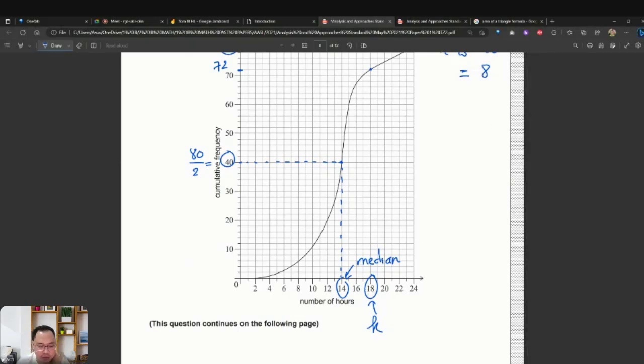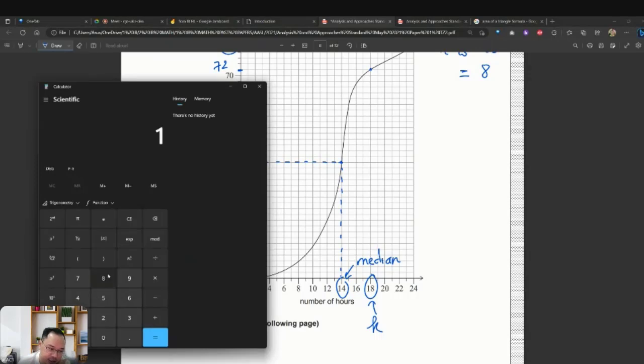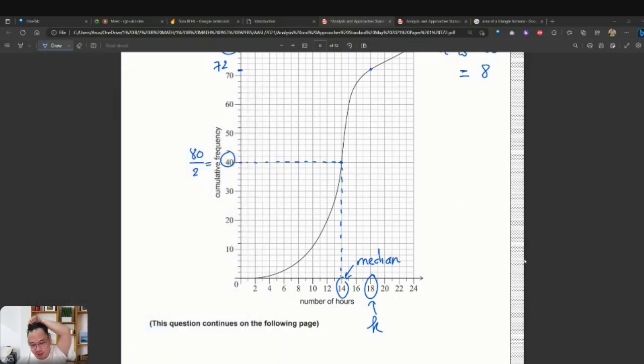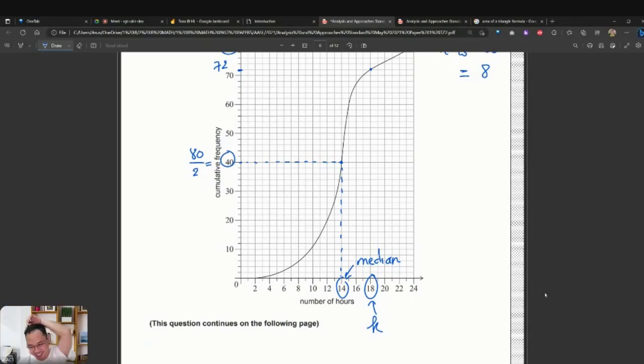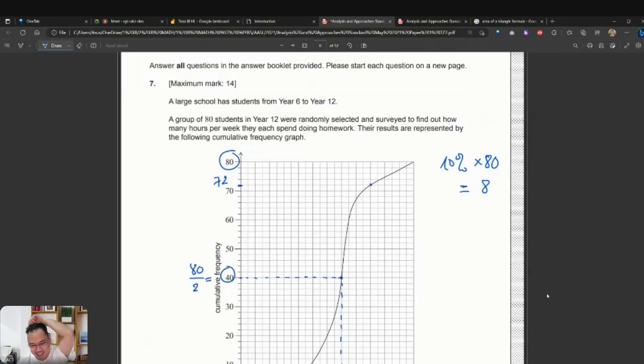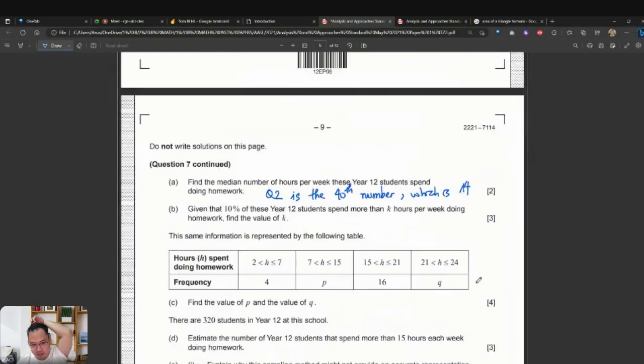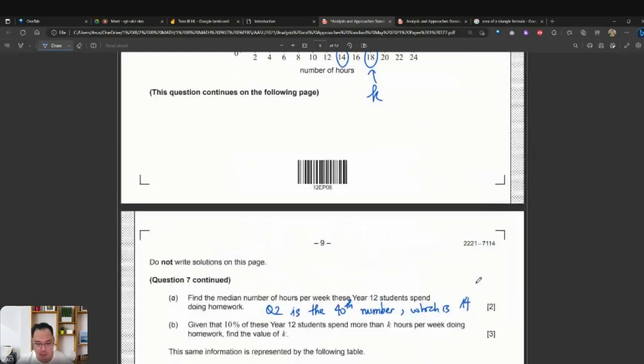18 hours, meaning how many hours a day? 18 divided by 7, including Sunday. About 2.6 hours, spending about 3 hours a day doing the homework. What's your average time doing the homework? It depends, like 1 hour or something. Okay. 10%. So that's the method, 3 marks.